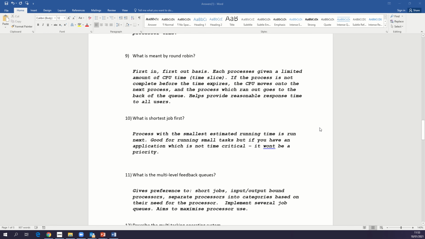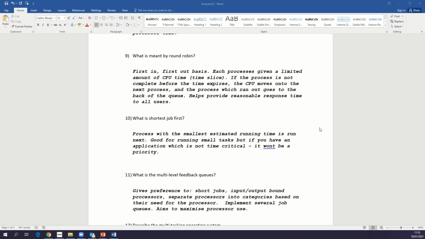So there are lots of different types of schedulers, and question 9 asked you what's meant by a round robin. Well, basically the first one in is the first one out. So the first one that comes in, we complete before that one finishes. However, in a round robin, each process is given so much time, what we call a time slice. So if that process doesn't complete its time slice, it then goes to the back of the queue, and the next process takes over in the CPU. And that process keeps going until the jobs have finished.